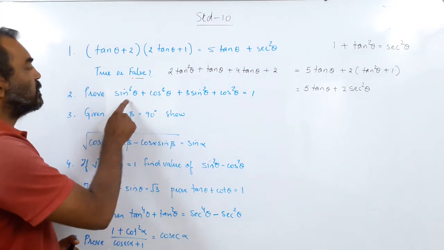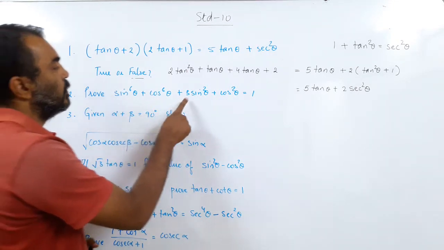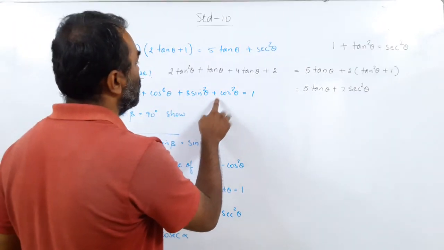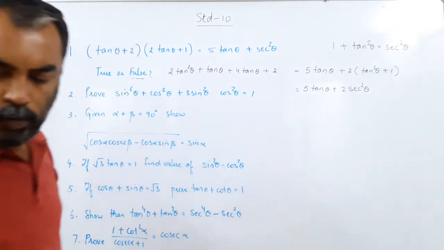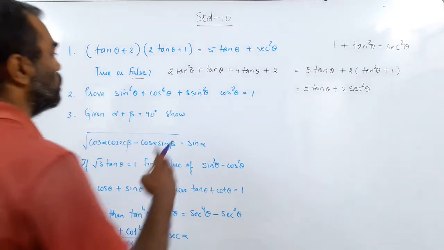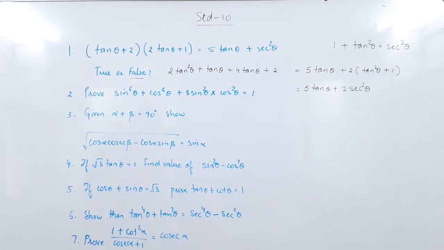Prove sin raised to 6 theta plus cos raised to 6 theta plus 3 sin square theta into cos square theta equal to 1. This is the sum we have. Now again we judge the approach.